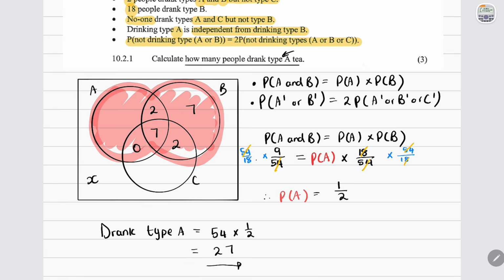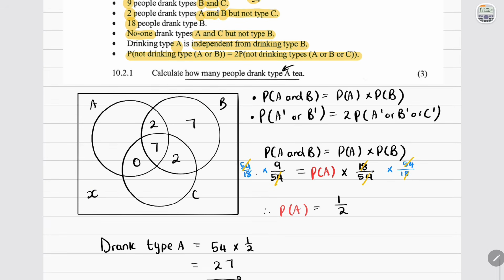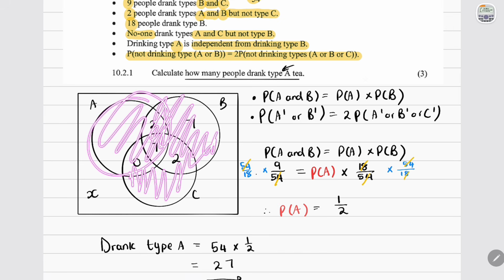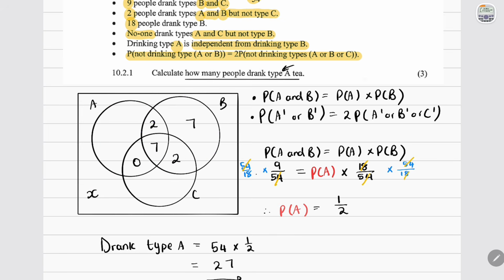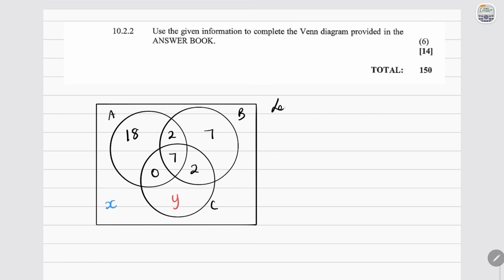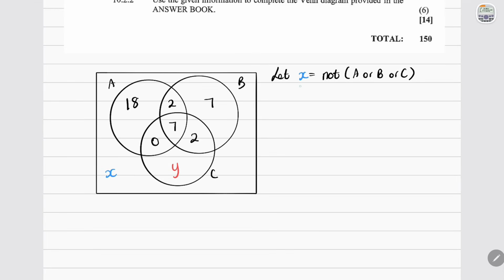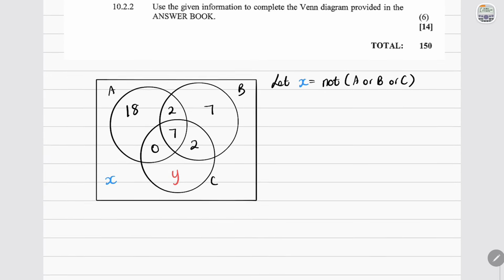That's that all together. So I'm just going to have to name this one at least first. So what would this be? They actually gave us the name. They said 2 times the probability of, now forget the 2, look at this part. If you look at the probability of not drinking types A or B or C, then you would exclude the whole circle of A, exclude the whole circle of B, and exclude the whole circle of C, and you see how that leaves you with X. So that's what I'm going to call X. Let X equal this, and then we need a name for Y.